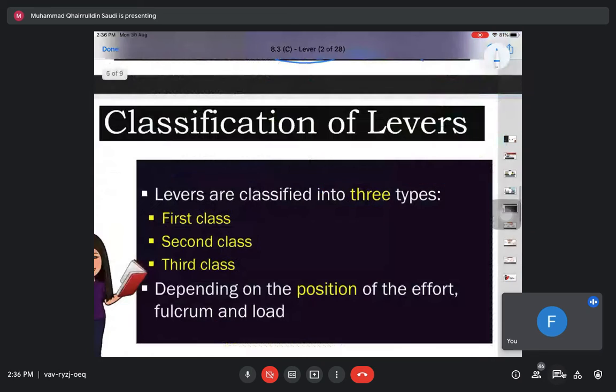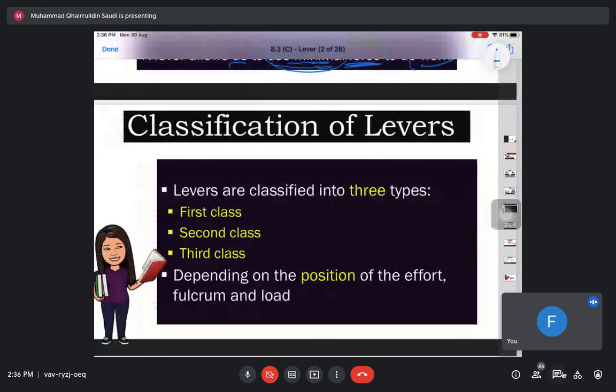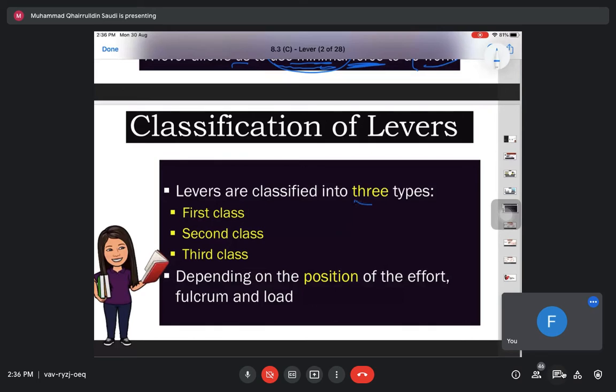Okay, this is what you have learned. Classification of levers. Levers can be classified into 3 types. The first class lever or tuas kelas pertama, second class lever or tuas kelas kedua, and third class lever or tuas kelas ketiga. Okay, what is the difference between these 3 levers? It is just the position of the effort, fulcrum, and load. It will determine the type of the lever.